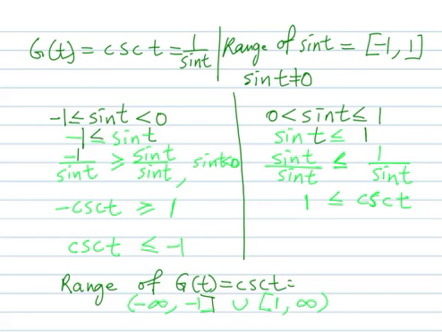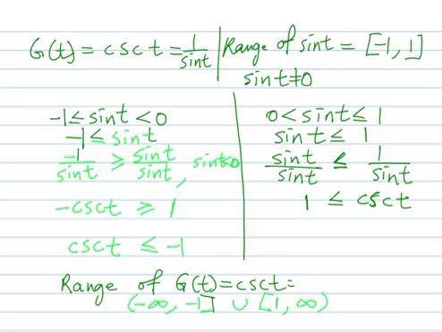If sine of t is less than or equal to 1 and bigger than 0, we can write down the inequality: sine of t is less than or equal to 1. We divide by sine of t on both sides of this inequality. Since sine of t is bigger than 0, we do not need to change the inequality sign. So we have sine of t over sine of t is less than or equal to 1 over sine of t, which is the same as 1 is less than or equal to cosecant of t.